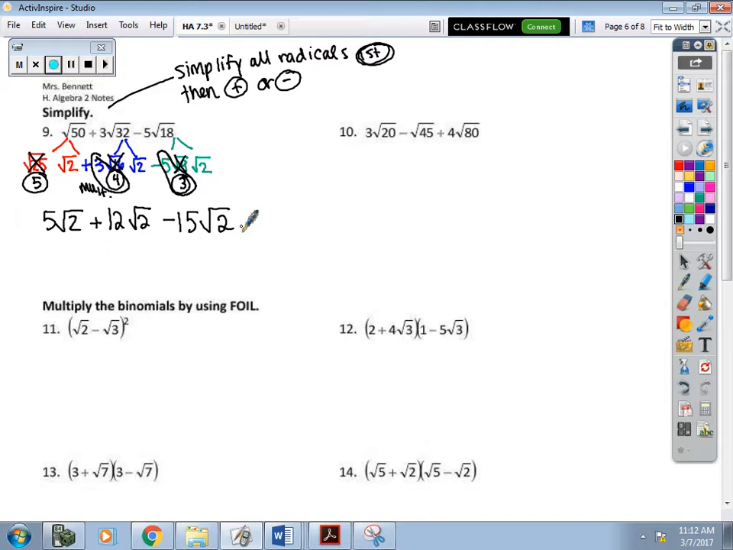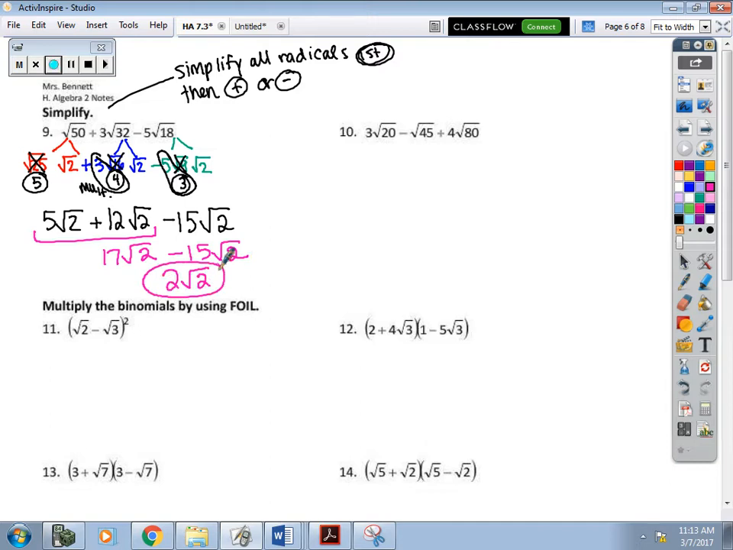So now I have like radicals all the way through the problem. So just add and subtract from left to right. 5 and 12 gets me 17 square root of 2 minus 15 square root of 2. Final answer, 2 square root of 2.